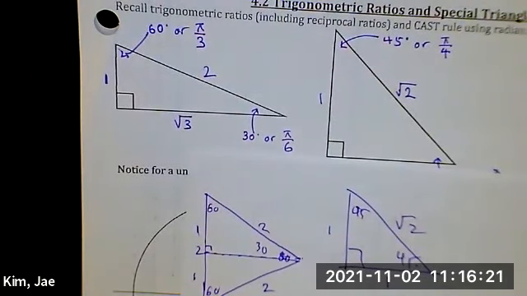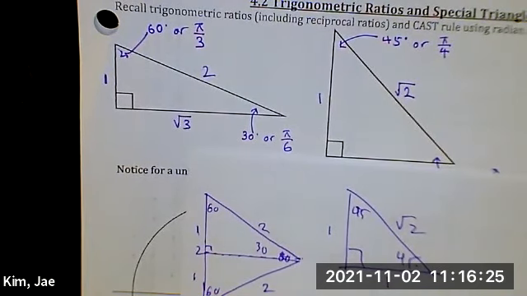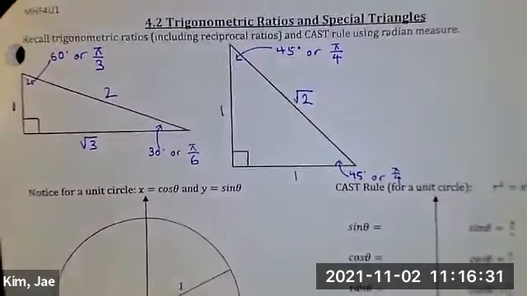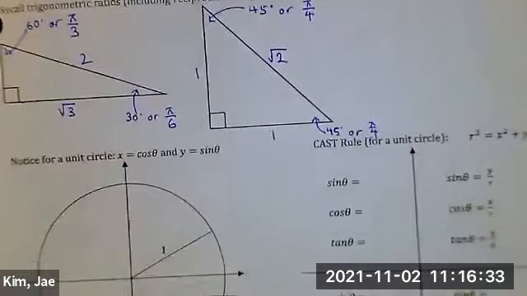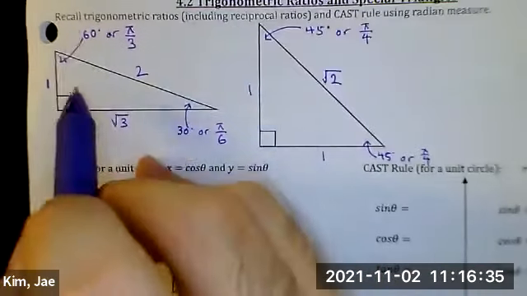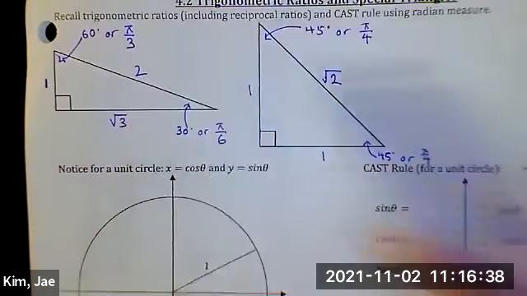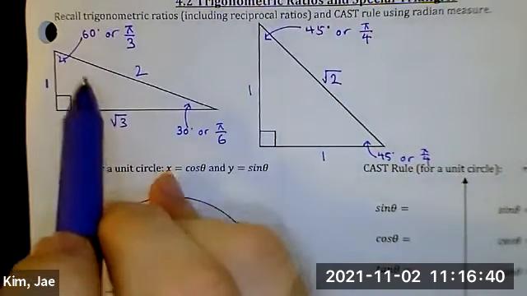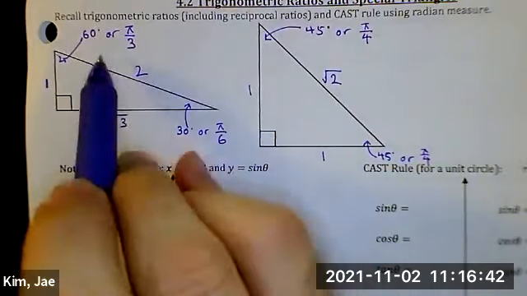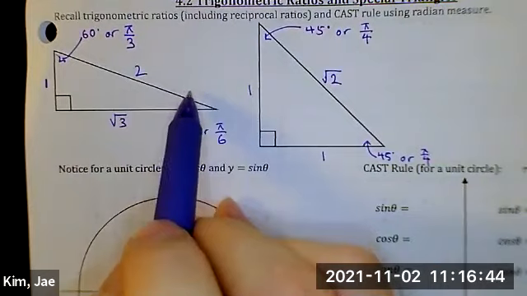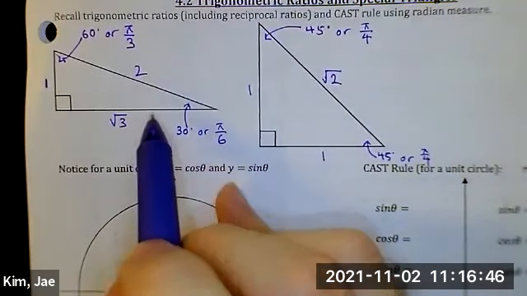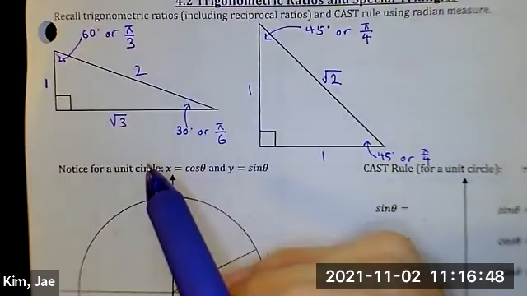I hate memorizing. And so I figured out ways to get around it. If it doesn't work for you, that's okay. If you just want to write this on your cheat sheet, that's okay too. With this, you should be able to tell me the exact measures for sine 30, 45, 60, cosine 30, 45, 60, and tangent 30, 45, 60.